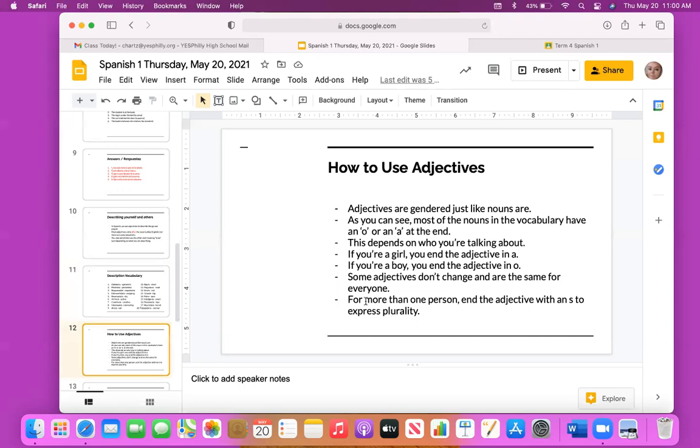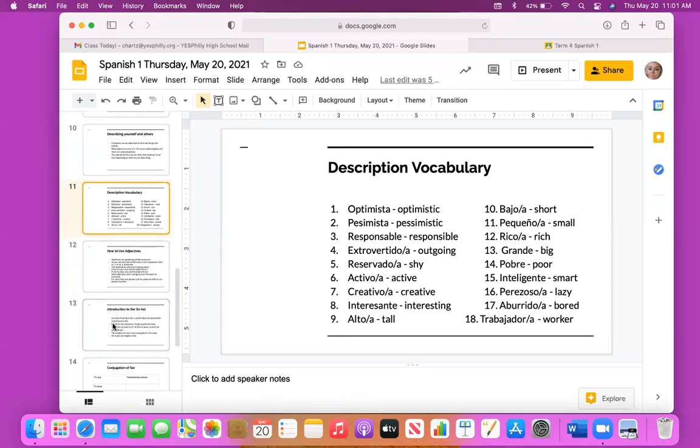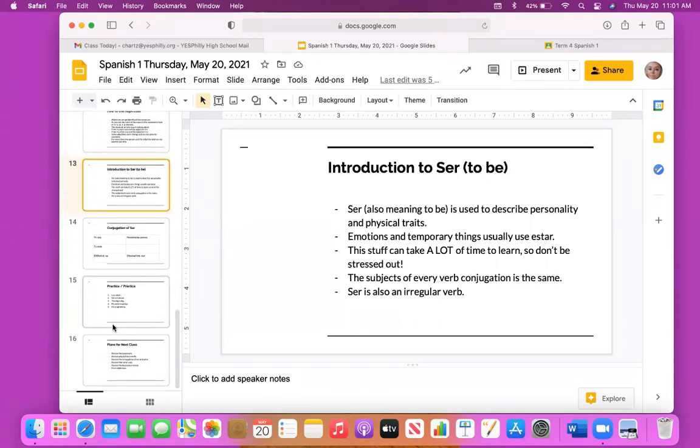And then for more than one person, you end the adjectives with an S to express the plurality, like it's plural. So an example of that, if you wanted to say they are active, you would say ellos están activos. You see how I added an S at the end of it? And then we'll go over all that stuff. I have some practice here, but we'll go over all that.